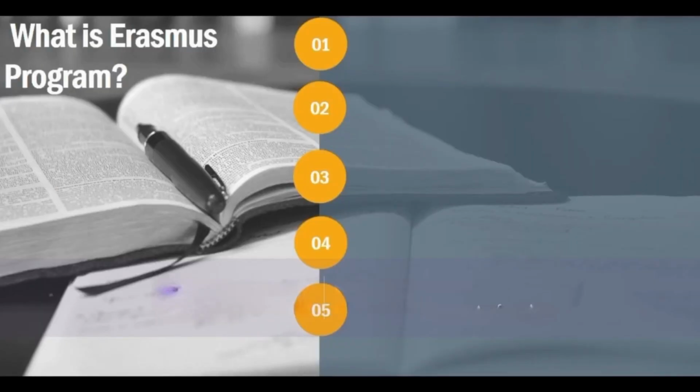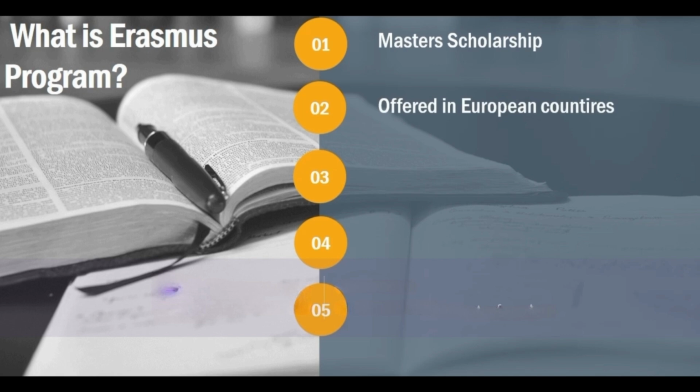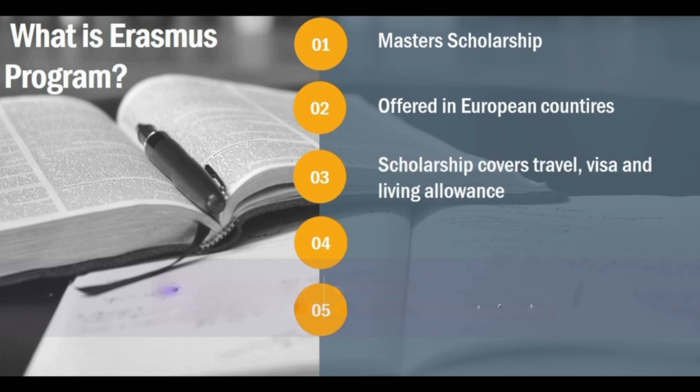So moving on to our first question, what is the Erasmus program? I think to perfectly answer this question, you need to know these 5 things. These 5 things should be very clear to you. The first one is it's a master's scholarship, and the second one is this scholarship is offered in different European countries, and it is a fully funded scholarship, and it covers travel, visa, and living allowance, and the total would be around 1400 euro nowadays.